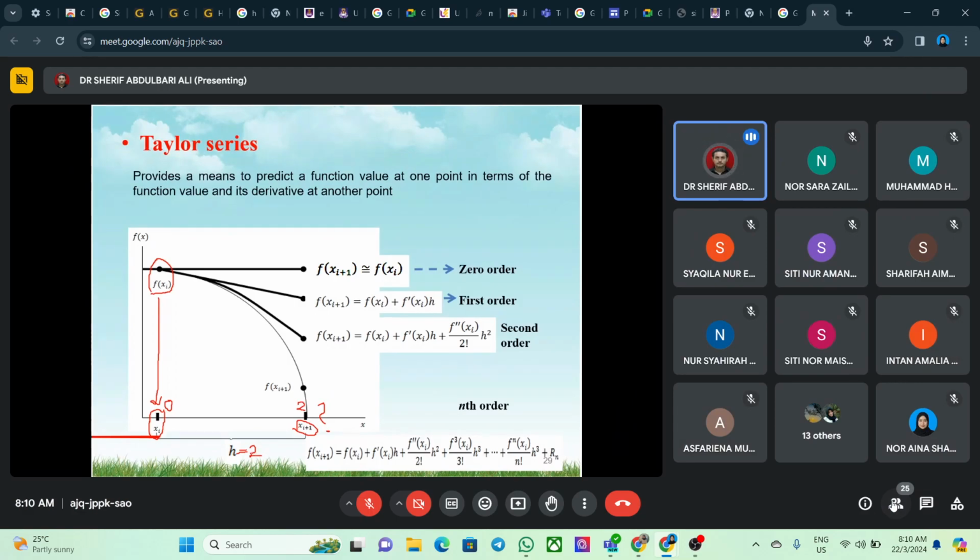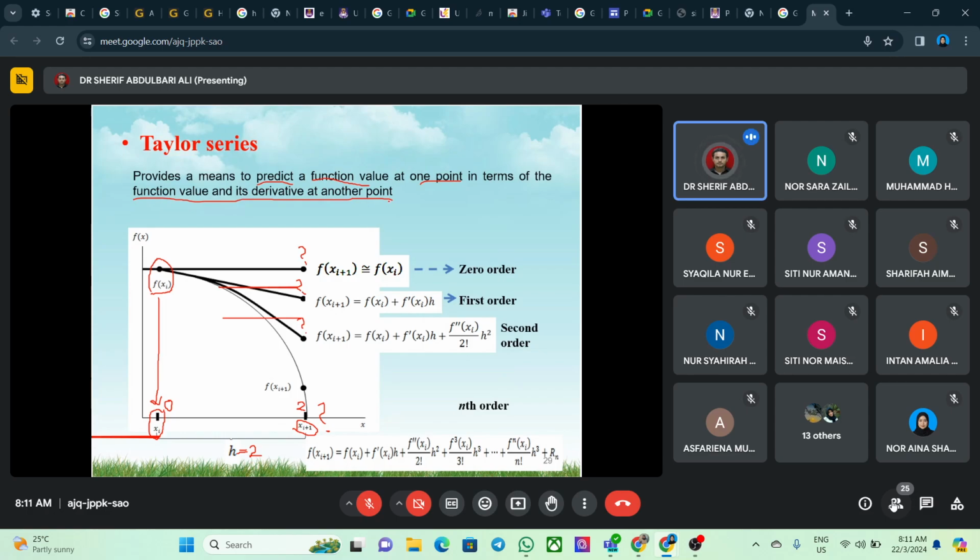Your step size is 2, so that means x plus 1 is 2. So now I want to know what's the value of the function when x is equal to 2, what's the value of the first derivative of the function at this point, and what's the value of the second derivative of the function when x is equal to 2. So this is the meaning of trying to predict a function value at one point in terms of a function value and its derivative at another point. So this is the Taylor series.